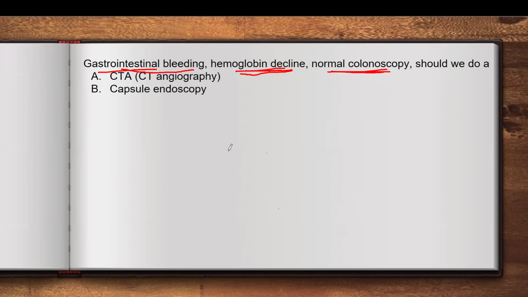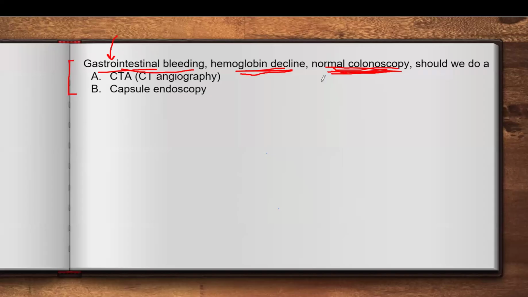The third term is obscure bleeding. Obscure is given to something for which we did investigations, but no identifiable source was found for that bleeding. That is called obscure bleeding. This obscure bleeding can be overt, in which there is visible bleeding, or it can be occult as well, in which the bleeding is hidden. We cannot see with the naked eye. So anything for which the source cannot be found is obscure bleeding. Now you can see here the colonoscopy is normal, so this is a case of obscure bleeding.